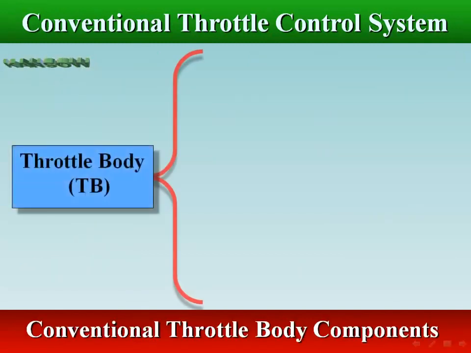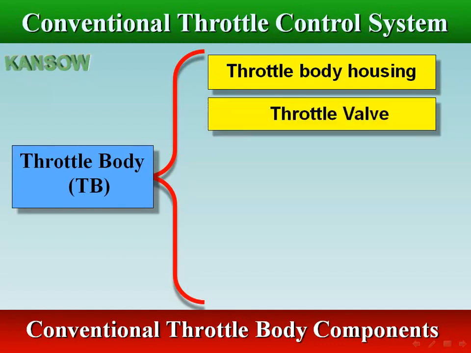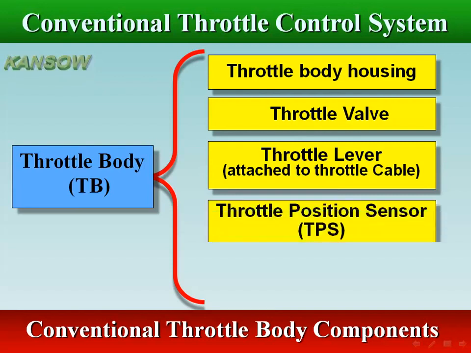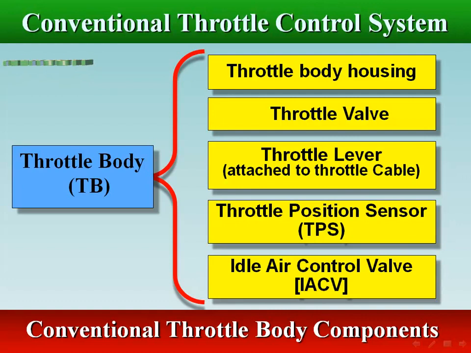The throttle body, TB, contains throttle body housing, throttle valve, throttle lever attached to throttle cable, throttle position sensor, TPS, and idle air control valve, IACV.